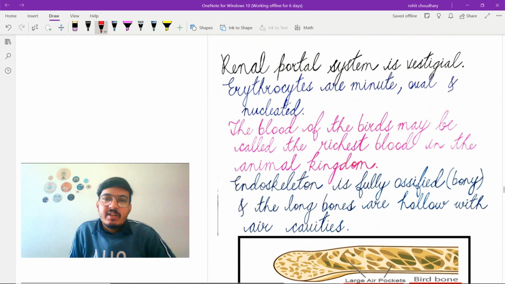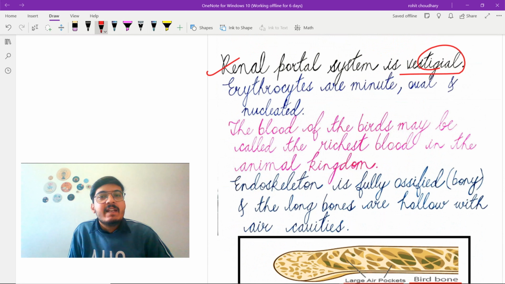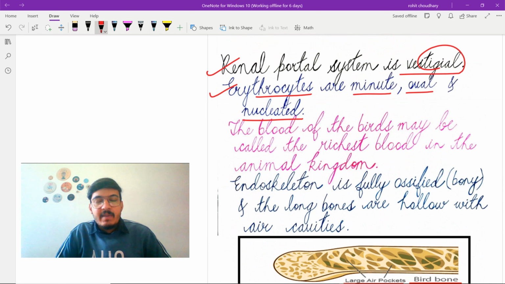The next feature is renal portal system is vestigial. Vestigial means that it is no longer functional, or we can say the renal portal system is greatly reduced. The next feature is erythrocytes are minute, oval and nucleated. In case of fishes, amphibians, reptiles and birds, the erythrocytes are nucleated. But in case of humans, the erythrocytes are enucleated.